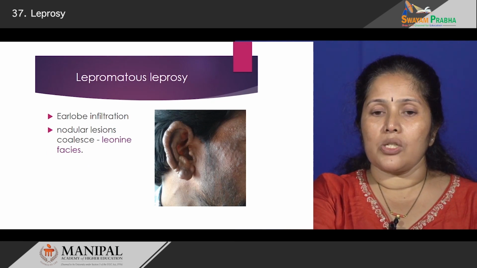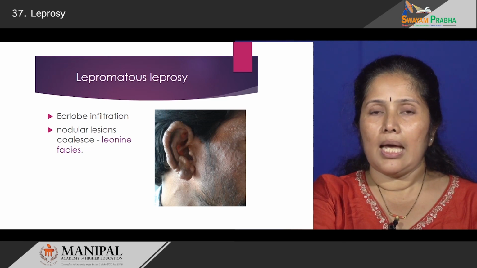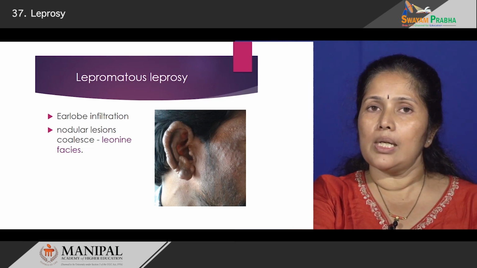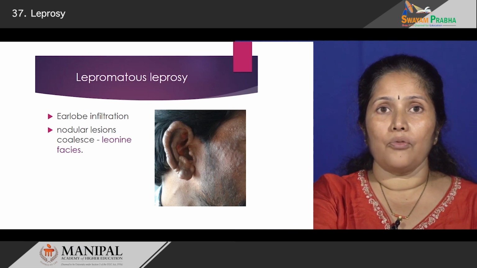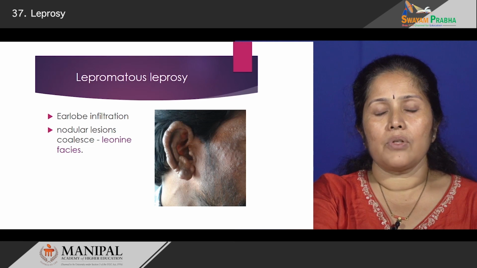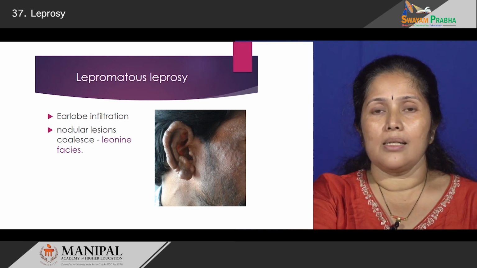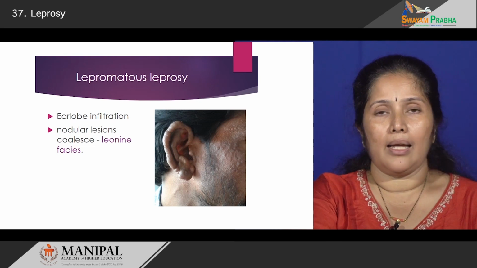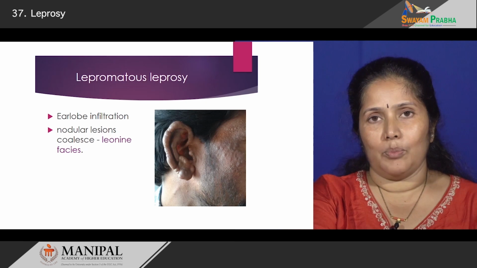Now, here in this picture you are seeing a patient who is having earlobe infiltration, and these nodular lesions will then coalesce, they will join together and form larger lesions, which become so extensive that we have what is known as a leonine face or a lion-like look of the patient. So, that is a very classic look of lepromatous leprosy patients.